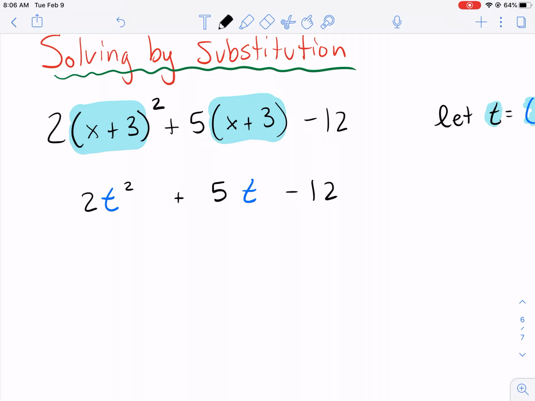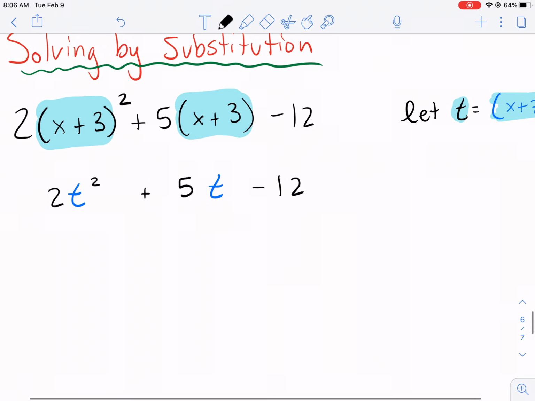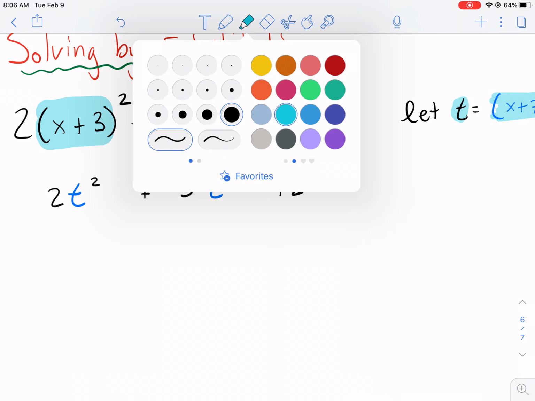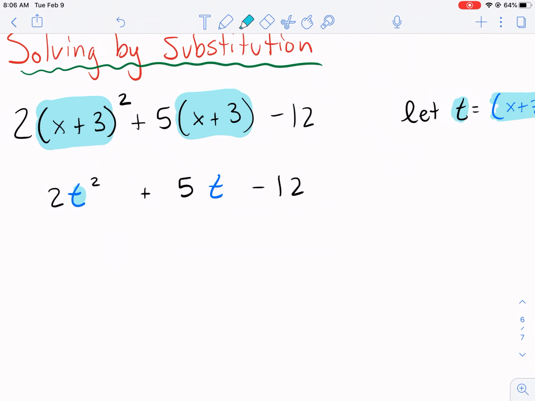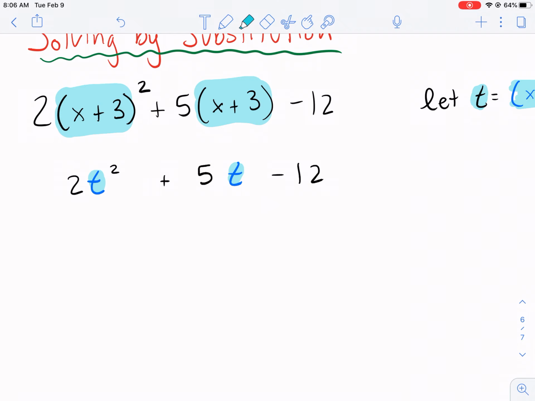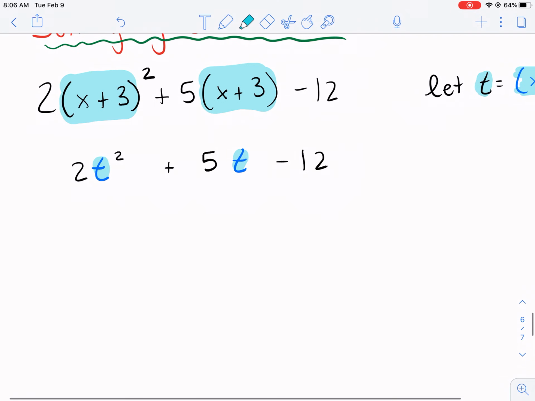Now, this looks a lot better. Now, what we're going to do is we're simply just going to change this when we're done back to x plus 3. And that will be much easier to solve, okay? So we're going to substitute back in when we're done. But the first thing we're going to do is we are going to factor this, okay? So we're going to put 2t squared plus 5t minus 12, and we're just going to pretend this is our problem. So what do we do?